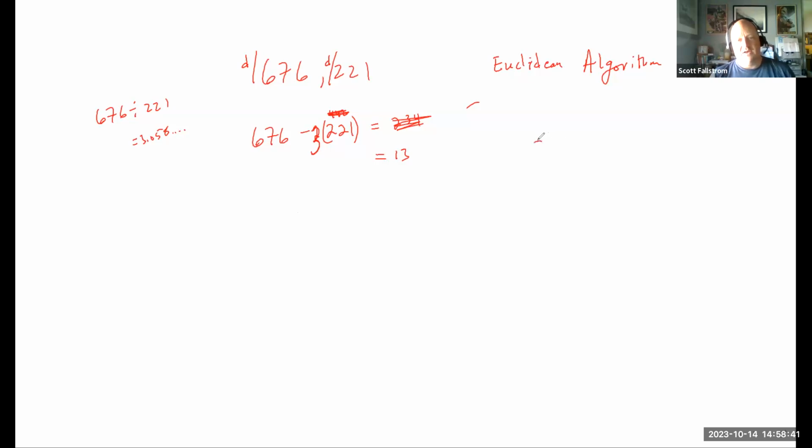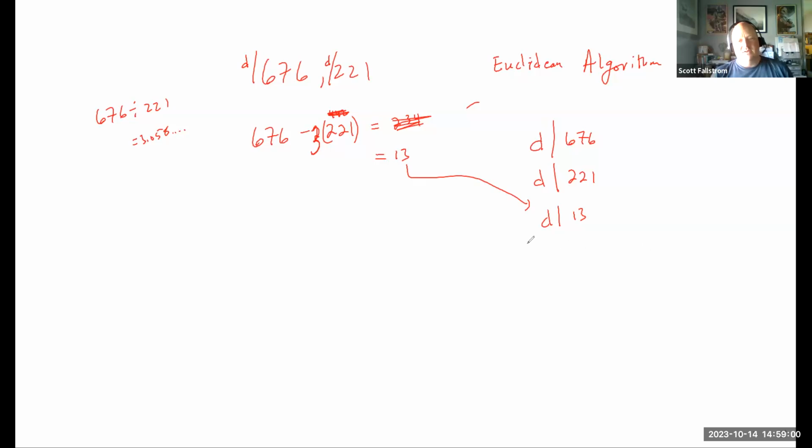So now what do I know? I knew that my magic number divided 676. The number I'm looking for has to also, oops, that's a little sideways. I don't want you to think of it as a fraction. It has to divide 221. And now, because of this piece, it has to divide 13. Phew.